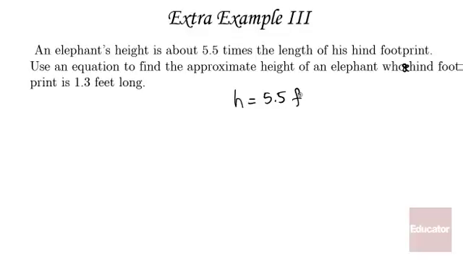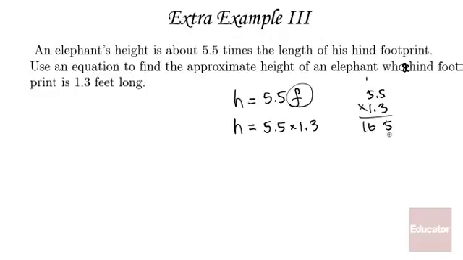So you can do this equation a few ways. We're looking for his height, so we could leave the unknown h, and we know the footprint is 1.3, so we could substitute 5.5 times 1.3. 5.5 times 1.3. 15, 15, 16, 0, 5, 5. 5, 11, 5, 6, 7, 1, 2. 2 places, so 2 places here. So the height of this elephant is 7.15 feet.